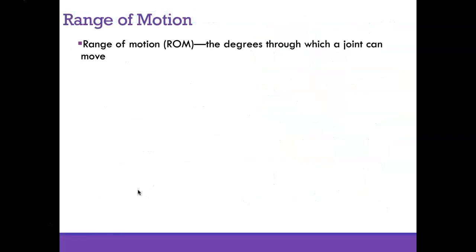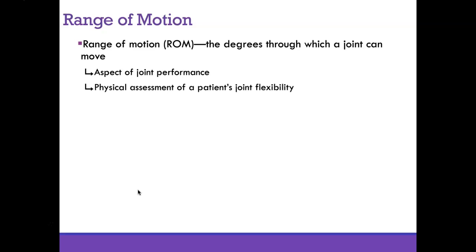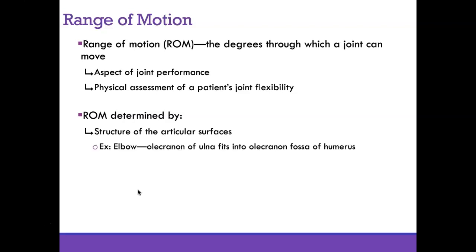So just to define some things, the range of motion, that's the degrees through which a joint can move. And the range of motion is determined by many things. It's basically an assessment of how flexible a patient's joint is. Right, like how well do these joints perform? How is the range of motion? So it's determined by a lot of things. It's firstly determined by the structure of the articular surfaces. So depending on the actual bone structures, that will determine the range of motion.